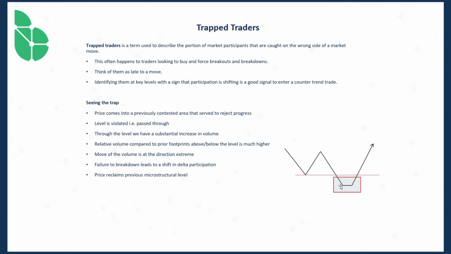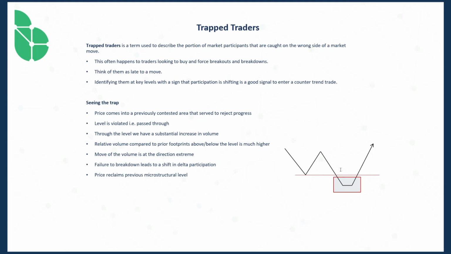in volume. We're going to look at a few footprint charts to go over this, but relative volume compared to the volume above the level increased dramatically. So we see a substantial increase in volume through this prior low. The relative volume compared to prior footprints above the level is much higher, and more of the volume is at the directional extreme.